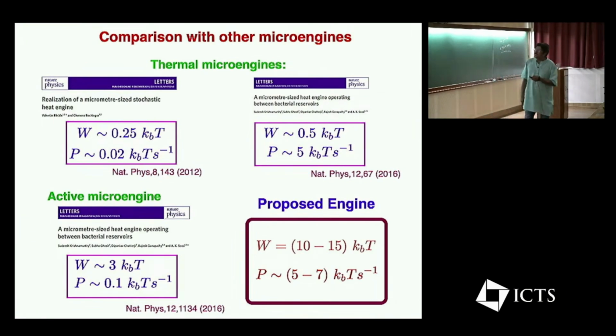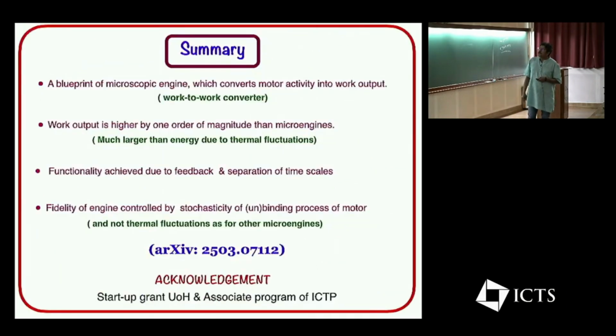You can clearly see that other realizations of these microscopic engines, which relied on extracting heat to work, generated at most, even with active baths, of the order of 3 kBT. Clearly the proposed engine has a performance capability which exceeds this very well, and most importantly, it's much larger than the thermal fluctuations, which makes it amenable to a practical device which can operate at microscopic scales and extract work at those scales. So with that, I would like to conclude my talk.